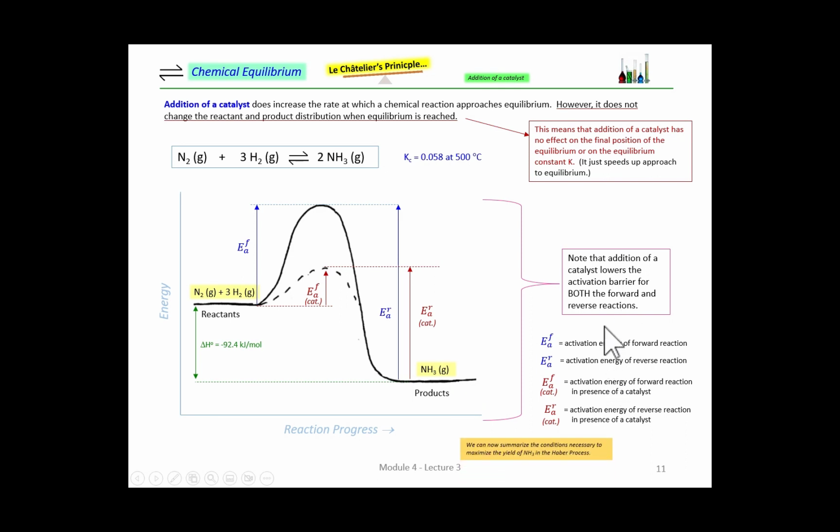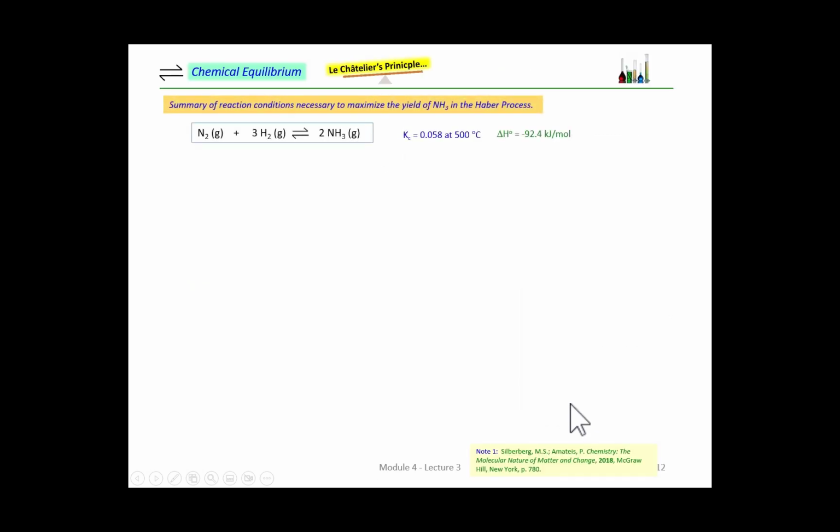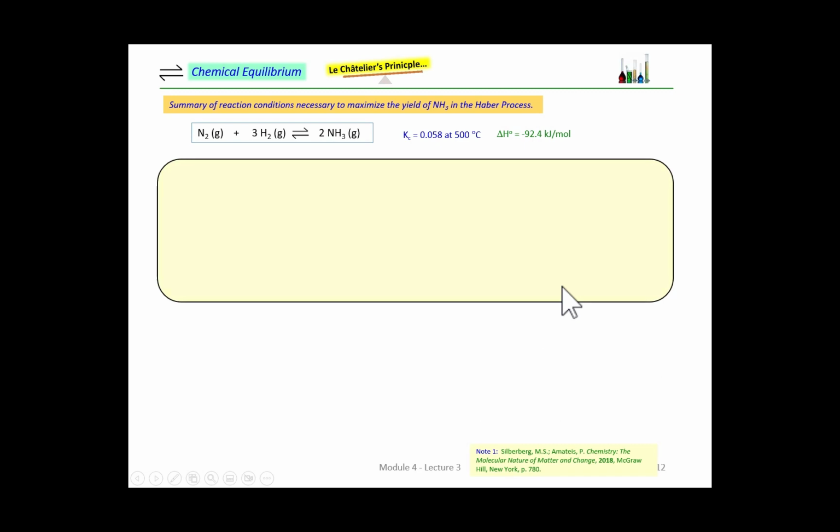Let's now try to summarize all the conditions necessary to maximize the yield of ammonia in the Haber process. Well, what are the conditions we want to run this reaction under? We said we want to continuously add nitrogen and hydrogen. This pushes the equilibrium to the right toward making ammonia. We want to continuously remove ammonia as it's formed. This pulls the equilibrium to the right.